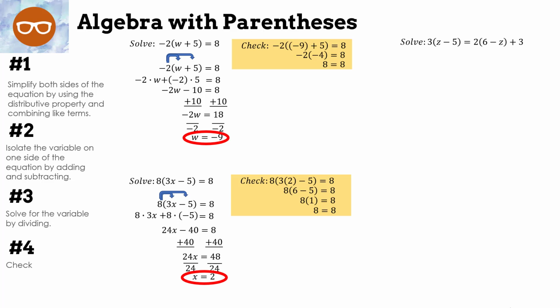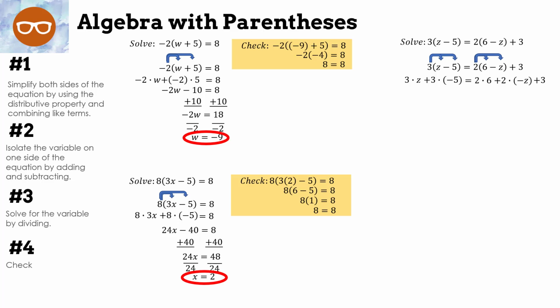Let's look at the last one. I have 3(z - 5) = 2(6 - z) + 3. We need to simplify, and it looks like we have the distributive property on both sides of our equal sign. I'm going to take 3 times z plus 3 times -5 equals 2 times 6 plus 2 times -z, and then plus 3. I'm not taking 2 times 3 because 3 is not in the parentheses.